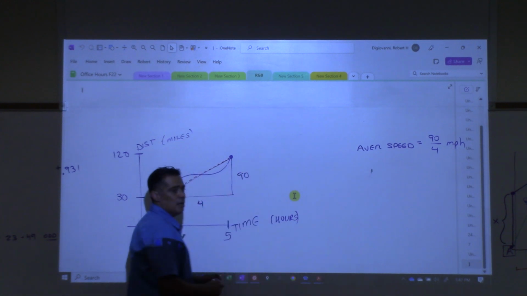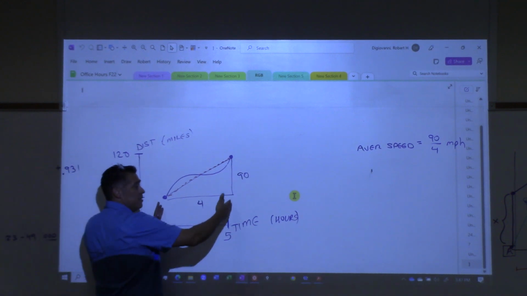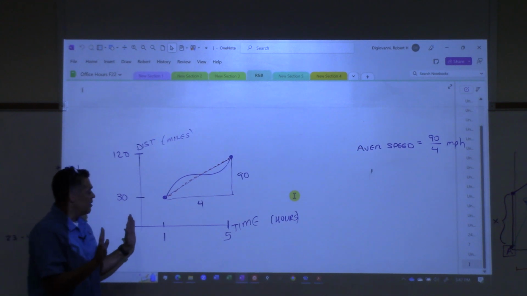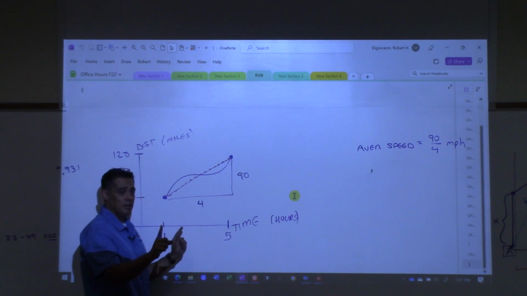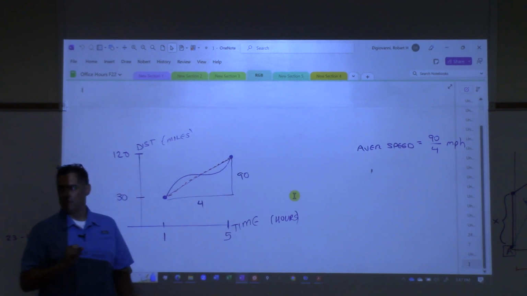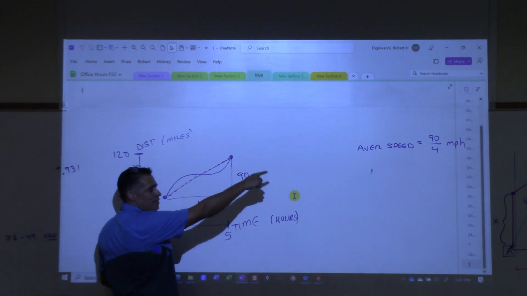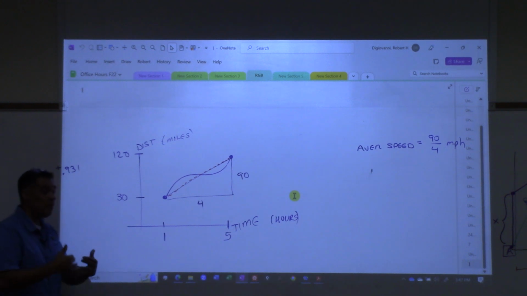The mean value theorem says what? That there's a point somewhere. This is a huge thing, all right? We know our average speed. The mean value theorem says it's guaranteed there's some point in this trip that you're going your average speed. At that instant, you had to be going your average speed. That's a big deal. If your average speed is 90 divided by 4, that means that at some point in your trip, you had to be going 90 over 4.